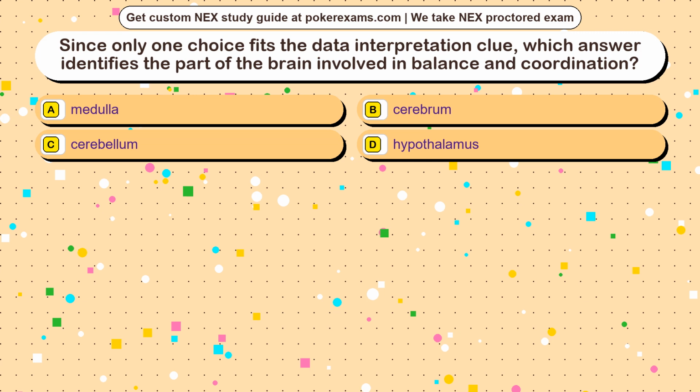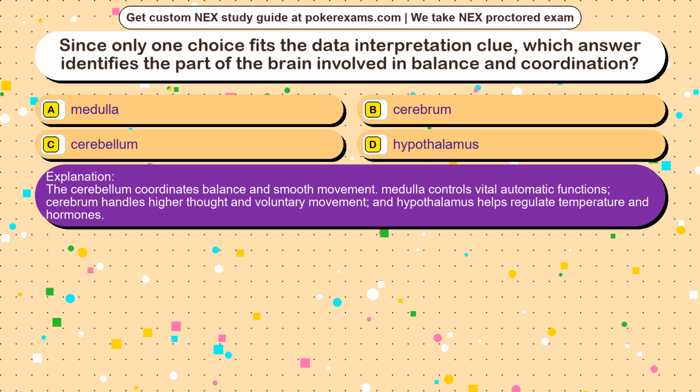The correct answer is option. The cerebellum coordinates balance and smooth movement. Medulla controls vital automatic functions, cerebrum handles higher thought and voluntary movement, and hypothalamus helps regulate temperature and hormones.